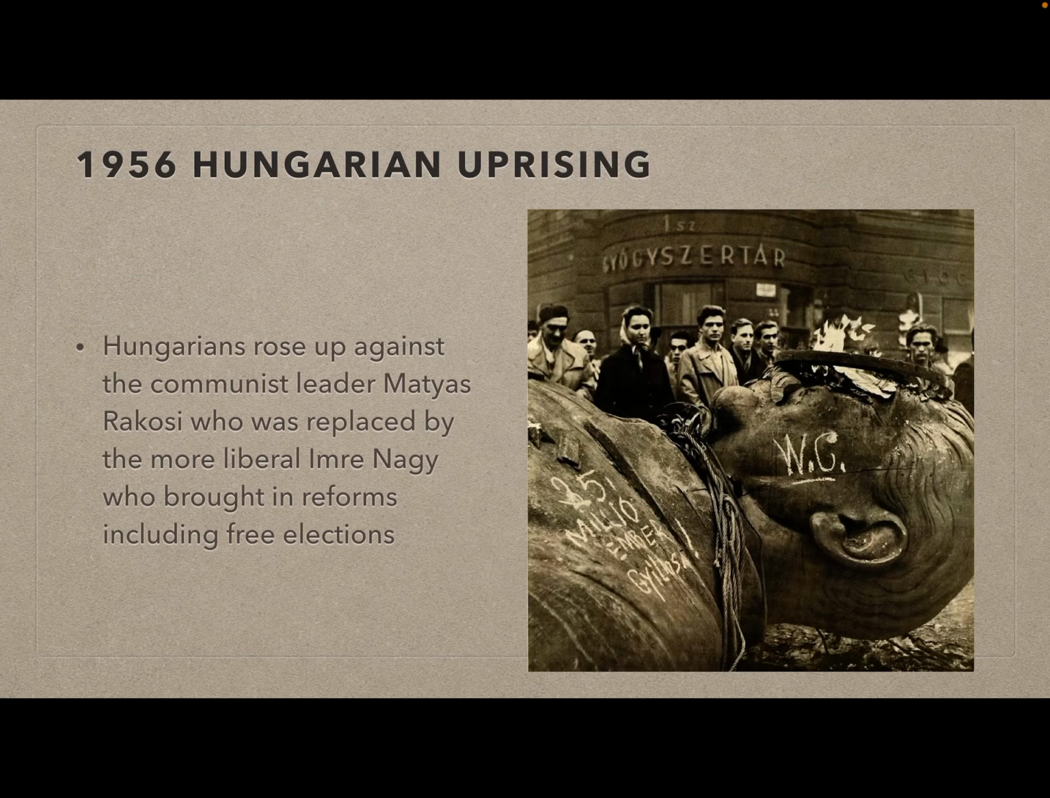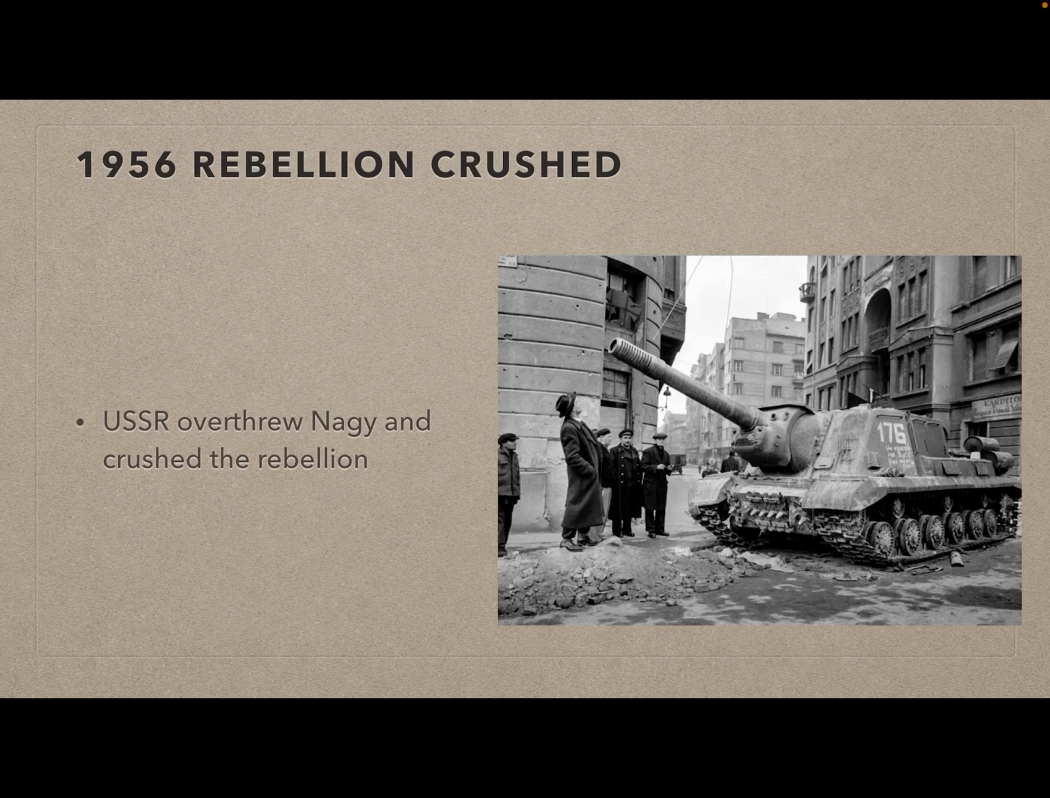The Hungarians rose up against the communist leader of their country, Mátyás Rákosi, and he was eventually replaced by a more liberal politician known as Imre Nagy, who brought in many reforms, including free elections. The USSR were unhappy with this and they overthrew Nagy and they crushed the rebellion.